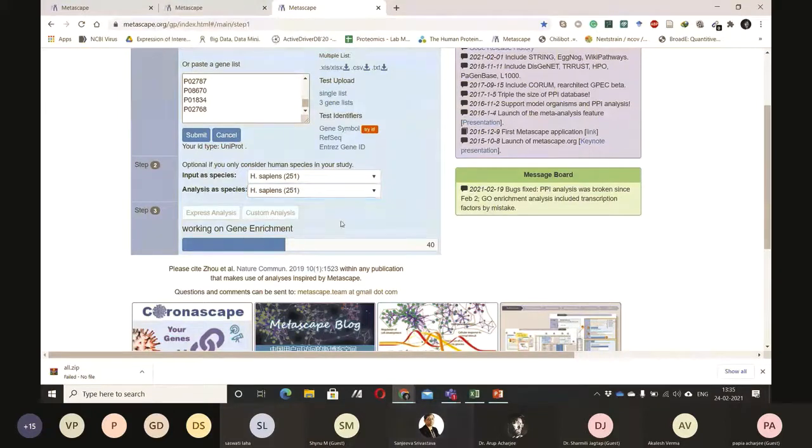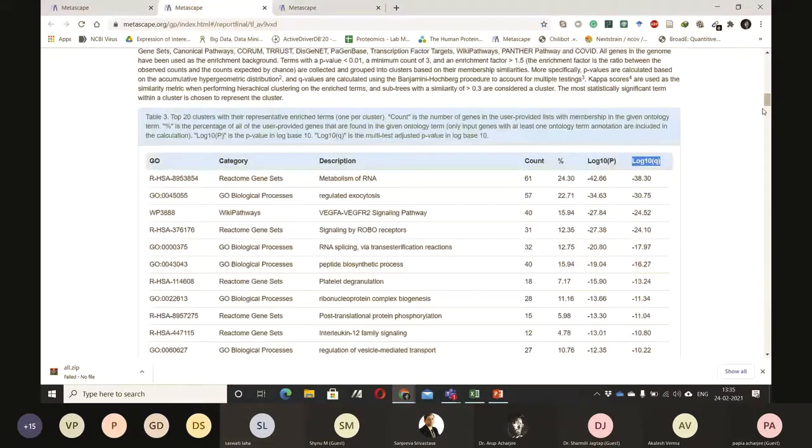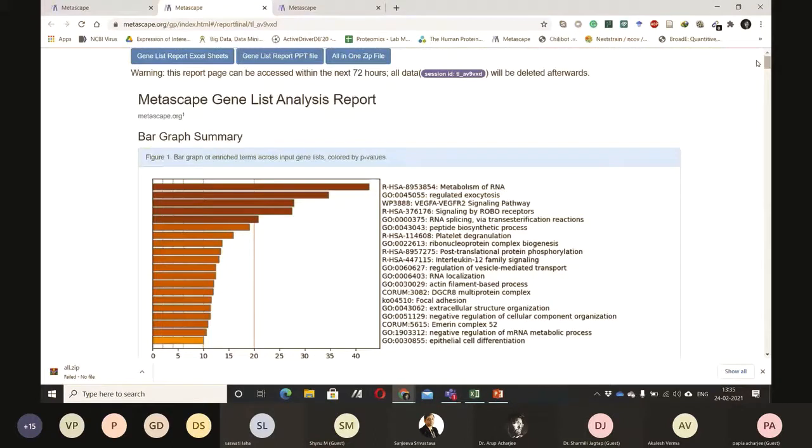See, it has stuck at 40%. So I did the same analysis earlier, using the same settings. What Metascape gives you as output is something like this. First it will give you the most probable pathways that are upregulated. You see these are the identifiers I was talking of. Anything that starts with R is the Reactome gene set enrichment: metabolism of RNA, regulated exocytosis. These are the pathways that got enriched.